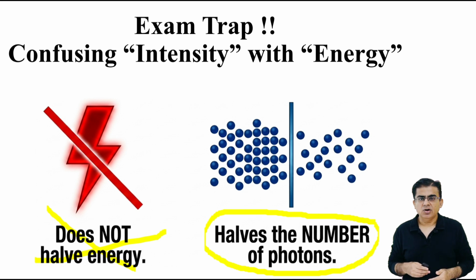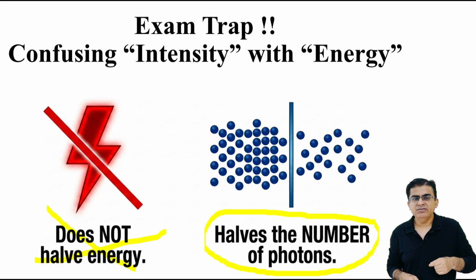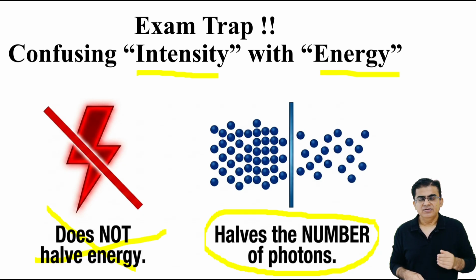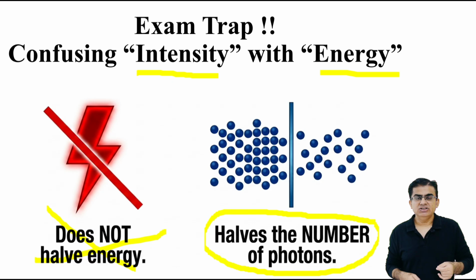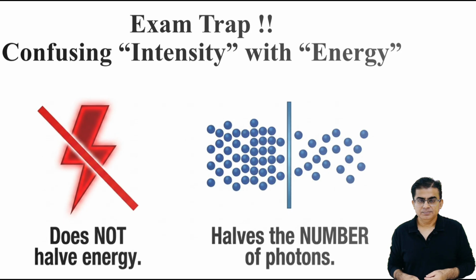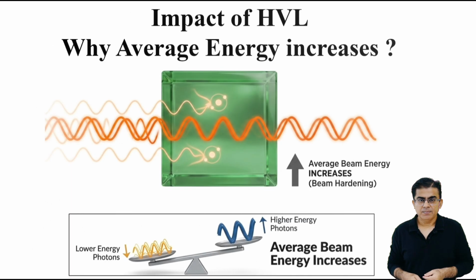Many beginners wrongly assume that reducing the intensity means making the individual photons weaker in energy. But the physical reality inside the patient is actually the complete opposite. We will see exactly why the average energy of the beam actually increases in this case in our next slide.